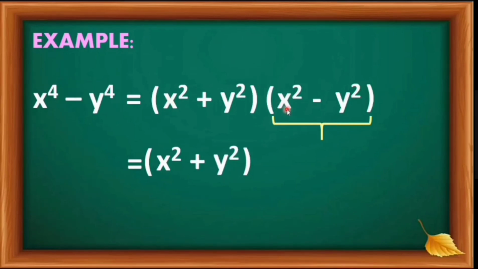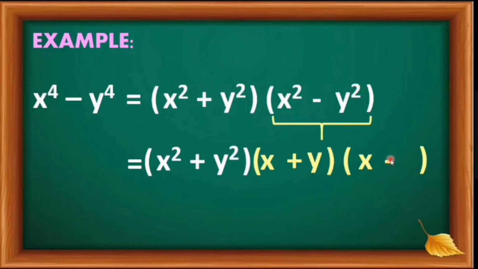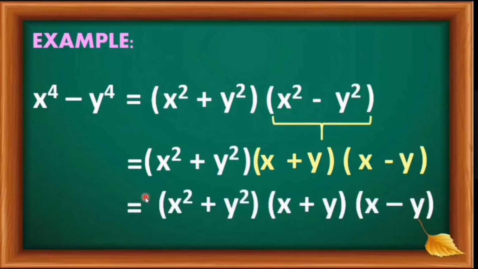How about the second factor? Since this is still a difference of two squares, we can still factor this out into two factors. The square root of x squared is x. Sulat din natin sa kabila, x. Difference of two squares, yung factor niya dapat sum and difference of two terms, so plus and minus. Square root of y squared is y. Sulat din natin sa kabila, y. So yung factor ng x raised to 4 minus y raised to 4 is equal to the quantity x squared plus y squared times the quantity x plus y times the quantity x minus y.